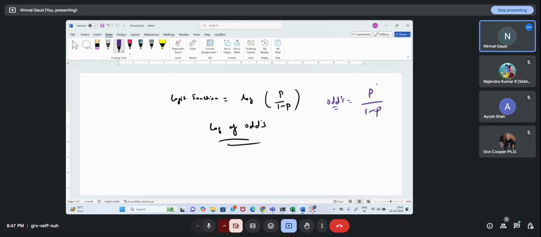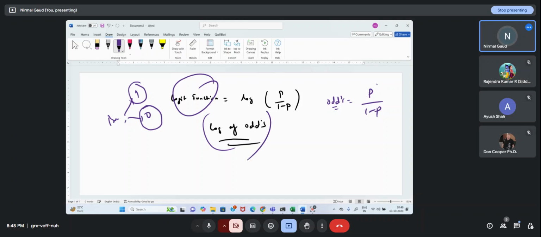Now the odds ratio: if you have binary classification, this is 1, this is 0. What is the odds for 1 and what is the odds for 0? You have to calculate these individually and then take the ratio of them. That is called the odds ratio. The logit function is log of odds. This is odds, so I took the log of it, log of odds.